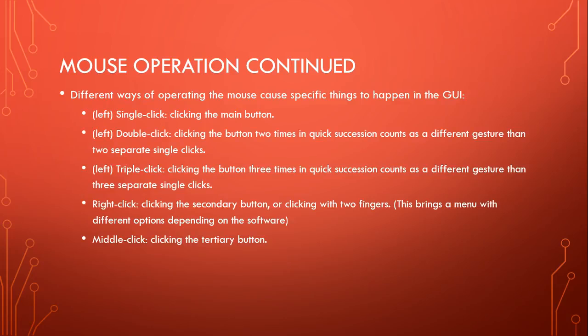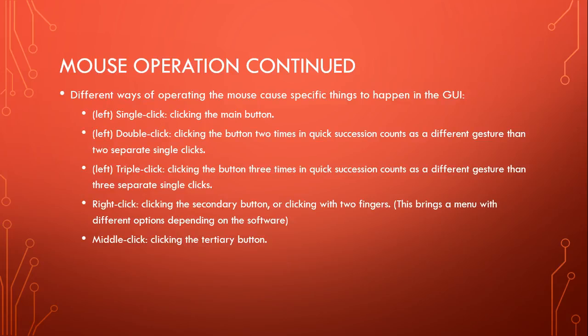You also have the not so often used triple click. It's often not really used because it's very hard to differentiate a triple click from a double click or 3 clicks. But this is 3 quick times in succession, try saying that 10 times fast, as a different gesture than that of 3 separate single clicks. You also have the right click, which clicks the secondary button, or in some mice it clicks with 2 fingers, depending on how you have your mouse mapped.